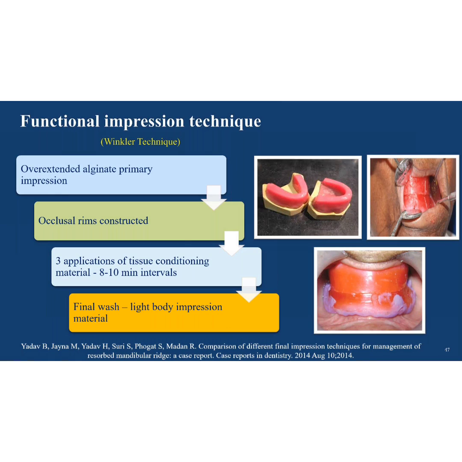The first modified impression technique we'll see is the functional impression technique, which was given by Winkler. An overextended alginate primary impression is taken. Occlusal rims are constructed. Now 3 applications of tissue conditioning material are made at intervals of 8 to 10 minutes, and a final wash impression is taken with light body material.